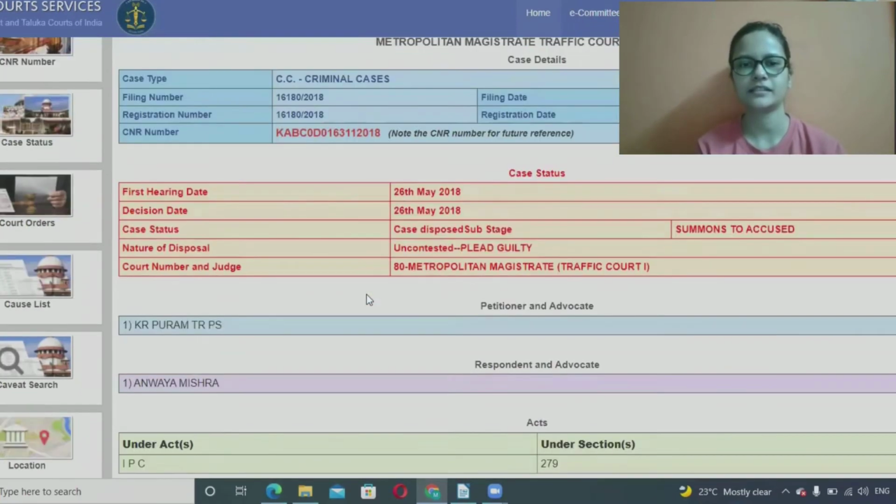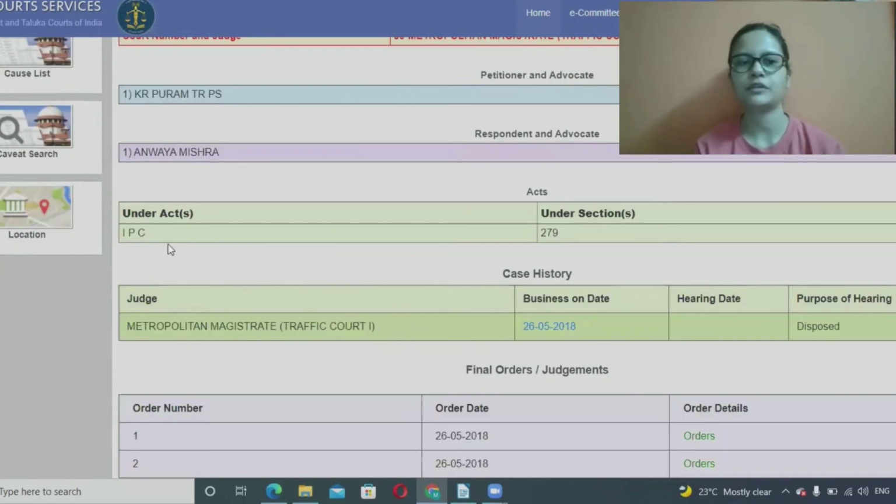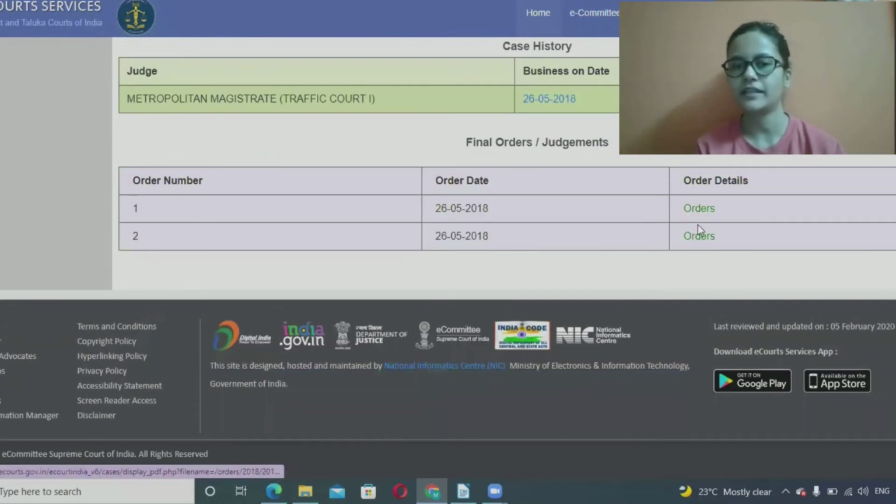See, criminal case, the case is disposed of. Okay, what is the matter of disposal, like the reason of disposal? He pleaded guilty, uncontested, right? So you would also get the section, IPC, it was a rash driving case. Then you get orders also, what happened in this.